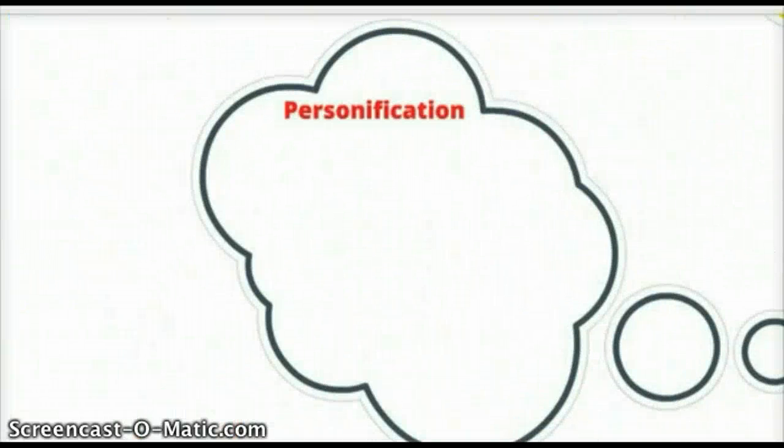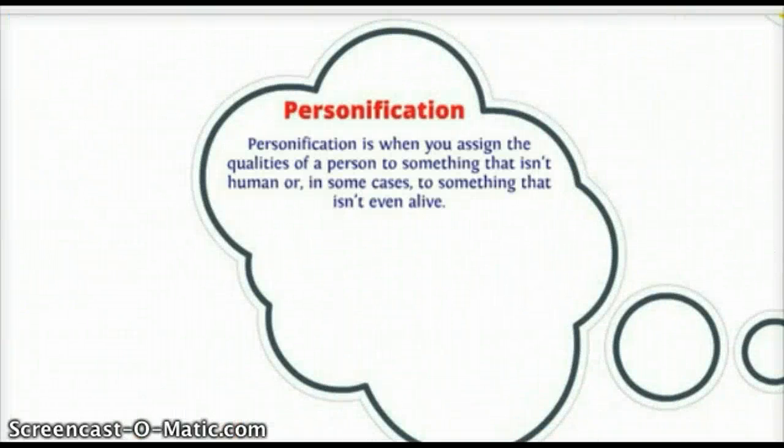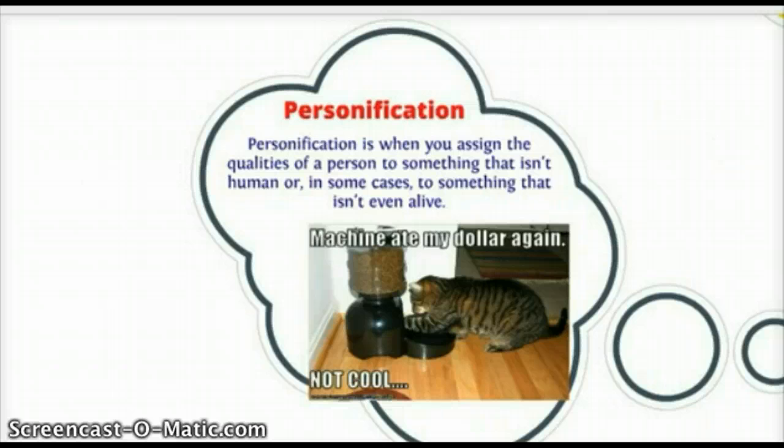All right, and our last one, personification. Personification is assigning qualities of a person to something that isn't human or something that isn't alive. So personification can be making an animal do something that acts like a person or making an object do something that acts like a person. And here we have an example of both.